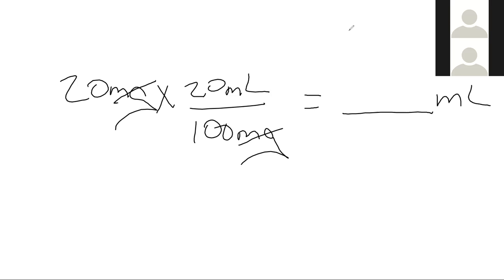The next thing I want to do is use this little trick of marking out zeros. Any zero that I've got on top and bottom that match up, I can mark those out. So I've got 1 zero on the top's gone, 1 on the bottom's gone. 1 on the top's gone, 1 on the bottom's gone. Now, instead of multiplying 20 and dividing by 100, I've got 2 times 2, which equals 4. And I've got 1 on the bottom, so 1 goes into 4 four times. So my answer is 4 milliliters. I've got to draw 4 milliliters of solution out of this vial of labetalol to be able to deliver 20 milligrams of drug to my patient.